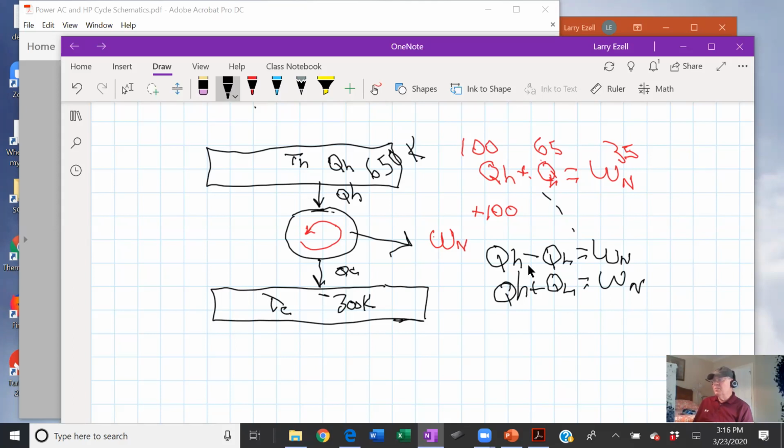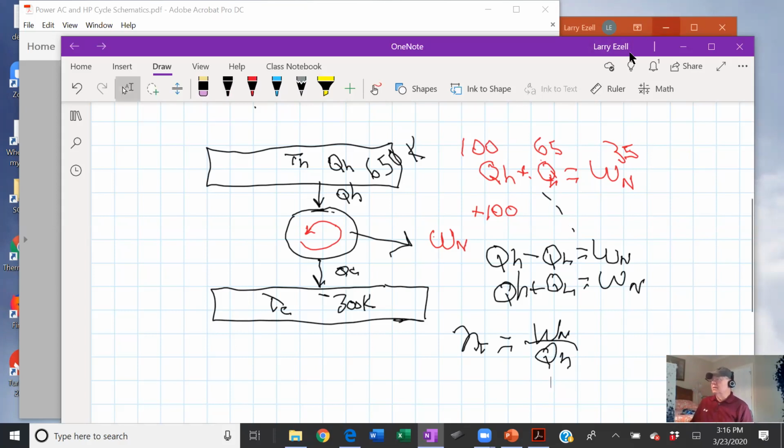Now, as far as the turbine, the work coming out is positive, it's a W. And then, of course, the thermal efficiency, we already did that, is work net over QH.